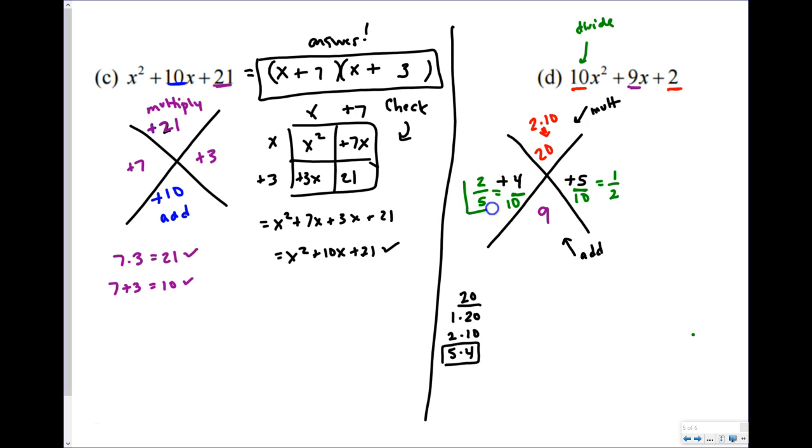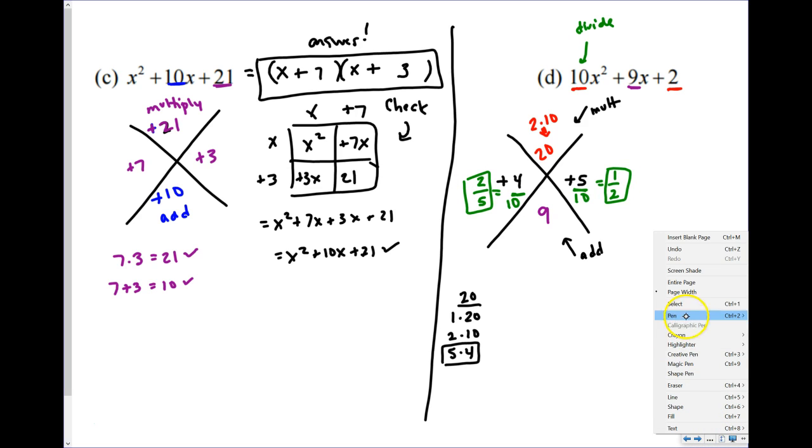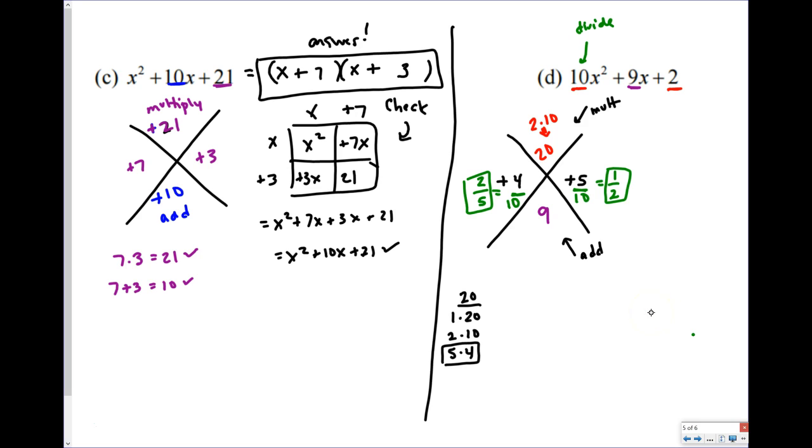Okay, these are my two factors, and I've got to put them correctly into my binomials using my denominator rule. Okay, so the first one, the 1/2, the 2 is my x coefficient, and the 1 is the one that stands alone. So I'm going to have 5x plus 2, and over here I'm going to have 2x plus 1. The 2 goes in front of the x, and the 1 stands alone. Okay?